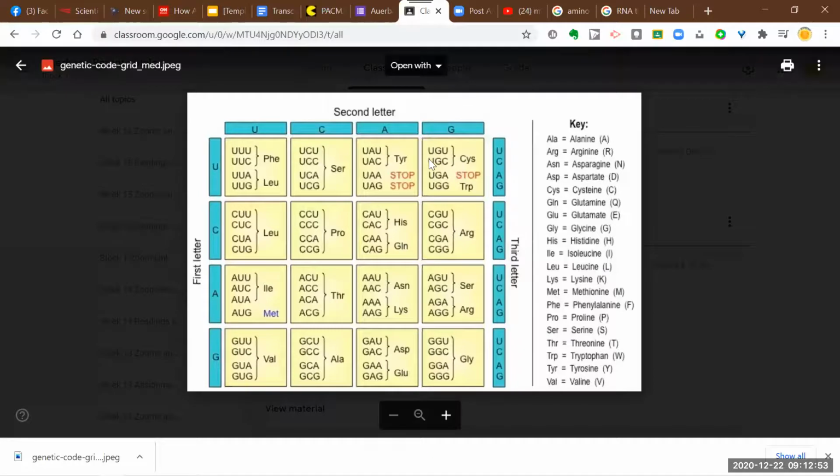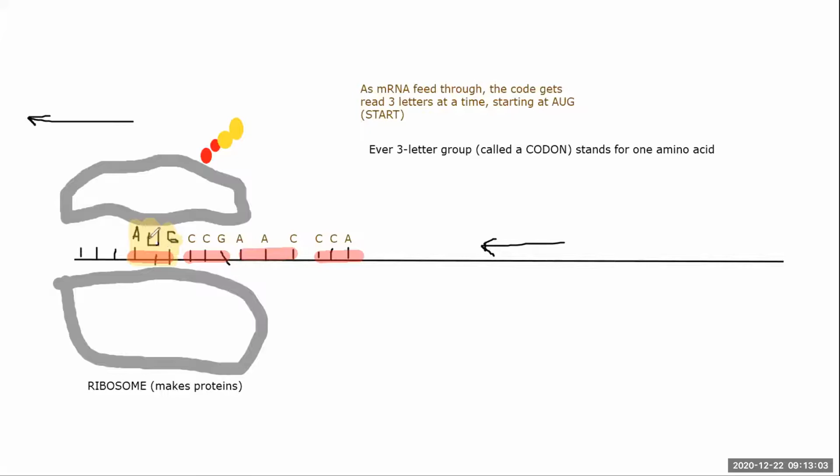So let's go back to the whiteboard for a second to see what our first 3 letters are. Okay, AUG. AUG actually stands for an amino acid too. It doesn't just tell the ribosome where to start, but it also stands for one. So let's take AUG over to the decoder.